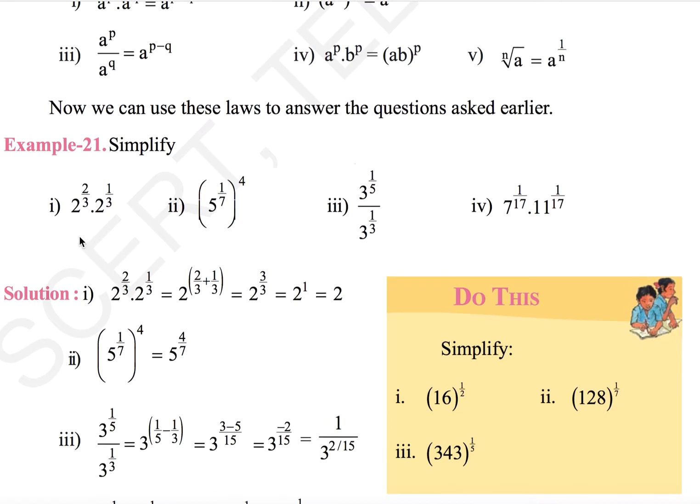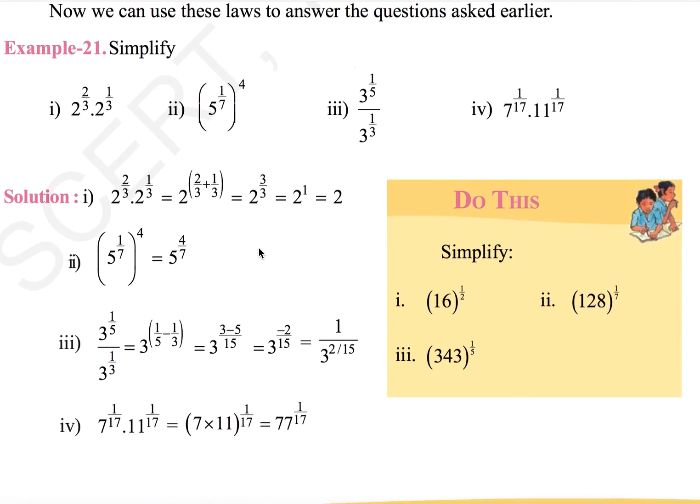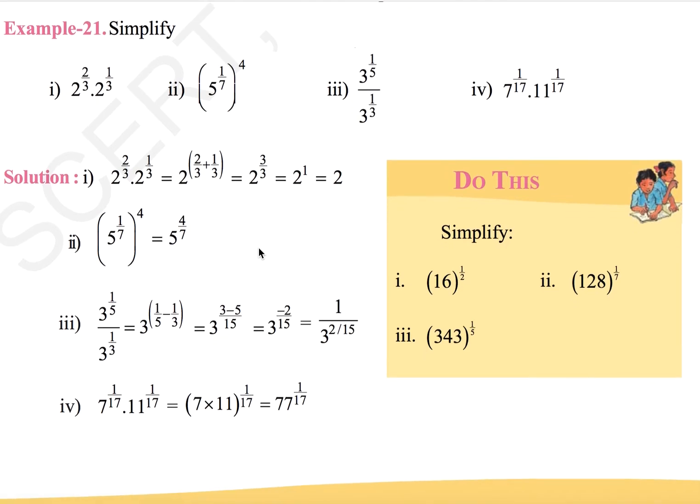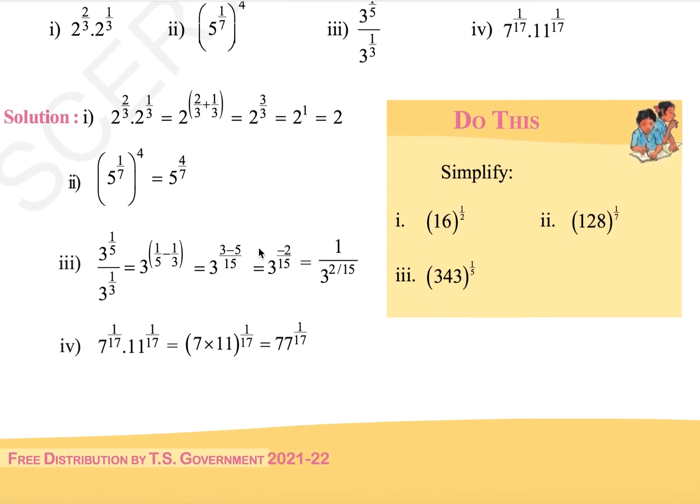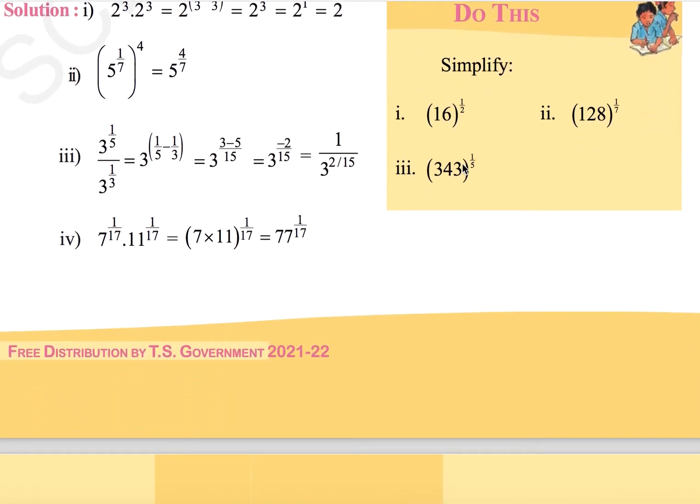Now we need to simplify this. This is 2, this is 5 power 4 by 7, this is 3 power minus 2 by 15, or 1 by 3 power 2 by 15. Last one 77 whole power 1 by 17. Simplify. This is 4, this is 2, 343 means 7 cube, right? So 7 power 3 by 5.